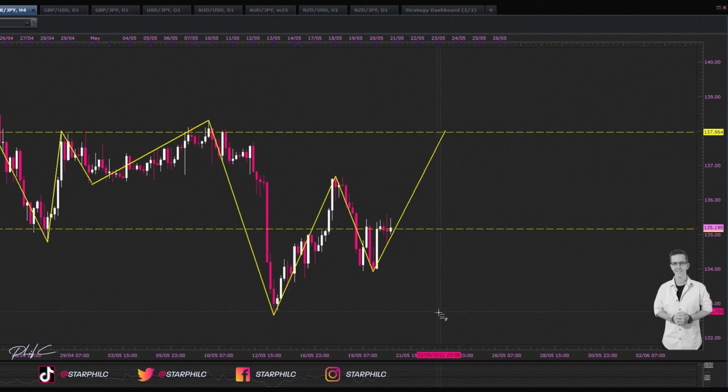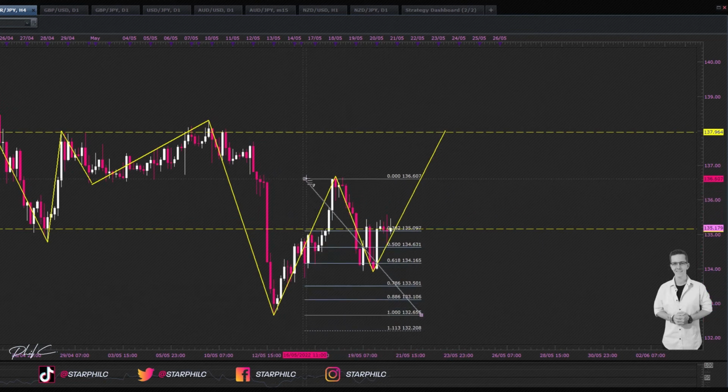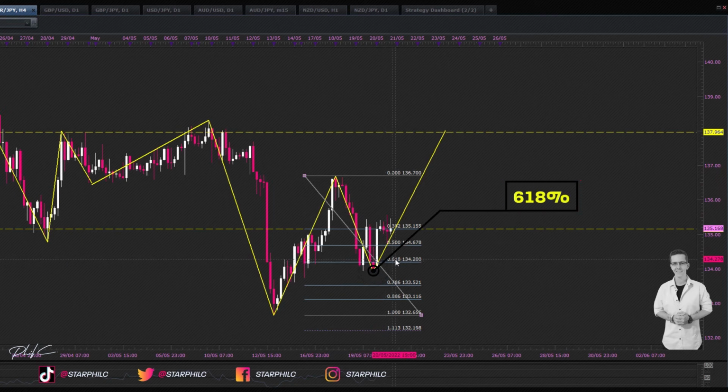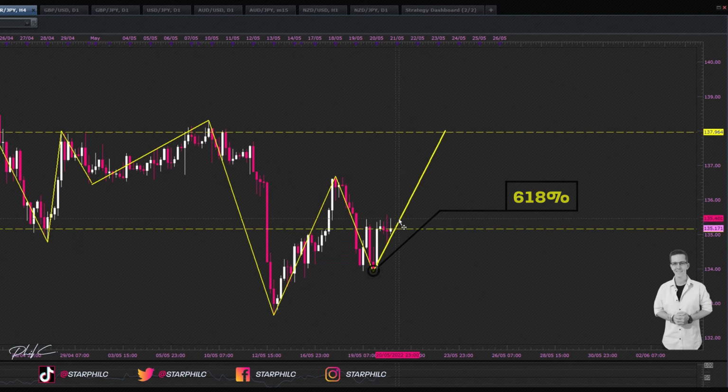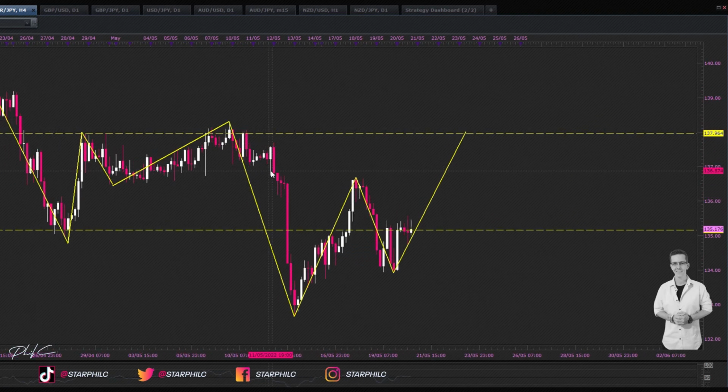That's first condition met. Then let's take our Fibonacci retracement tool from swing low to swing high. Okay. And then we come down nicely, touching the 618. So that's condition 2. So as you can see, we're following price action, identifying what it's doing. And we continue to do this until it sets up an opportunity.